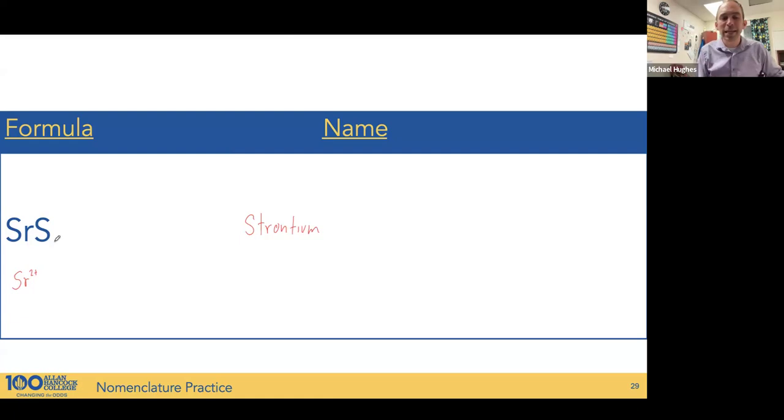No parentheses needed. Sulfur turns into the S2 minus sulfide. That's why there's one of each of them. Their charges sum to 0. This is strontium sulfide.